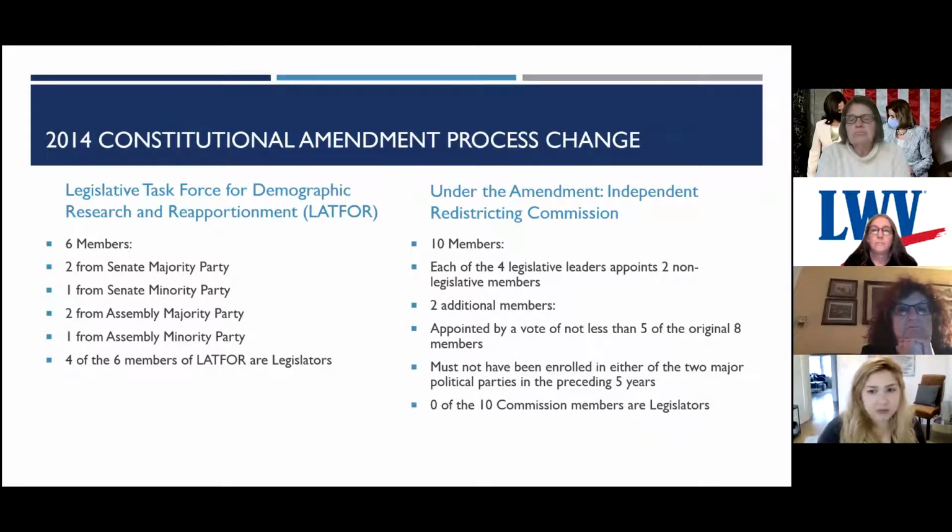And I have on here too the voting rules around those appointees as well. So again, making sure that one party isn't necessarily in control.